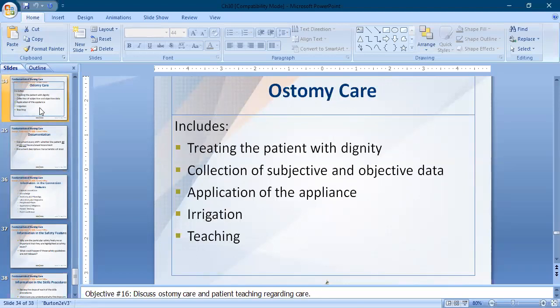I said that when we go for ostomy care, we have to remove the pouch and inspect the stoma, which should be red or pink or moist. Also, the skin should be intact or not. Clean the skin with soap and water.